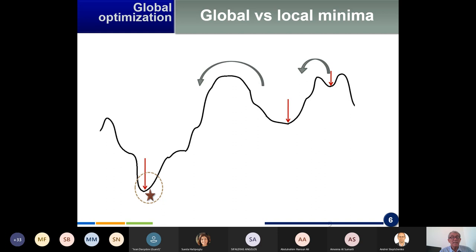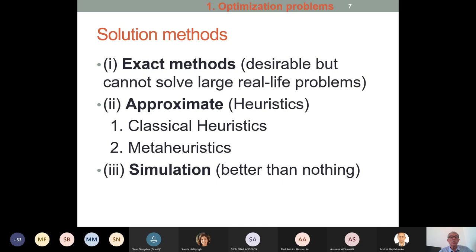So if you look at an optimization problem and you want to solve that problem, then all methods you can divide in three big groups. One is exact methods, desirable, but they cannot solve large real life problems, as I explained to you before. Then you have approximate heuristics, which are also divided into classical heuristics and metaheuristics. And then you have the simulation methods. Simulation is devoted to solving the most complex problems, in cases where you even cannot find a mathematical programming formulation of a problem.